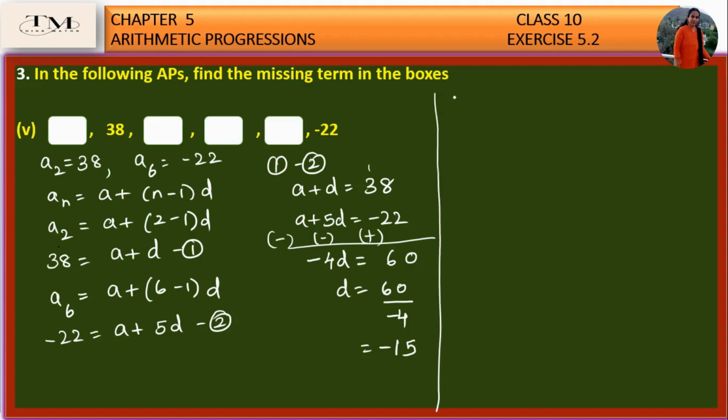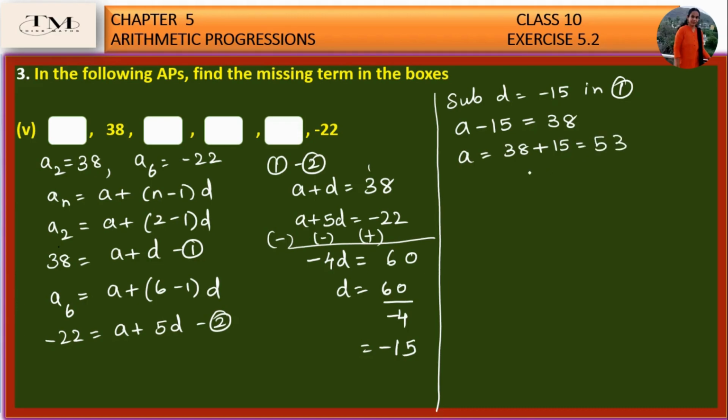So you can substitute D is equal to minus 15 in equation 1 to get A, the first term. So A minus 15 equal to 38. So A is equal to 38 plus 15. So 38 plus 15 is, I think, 53. So the first term is 53.